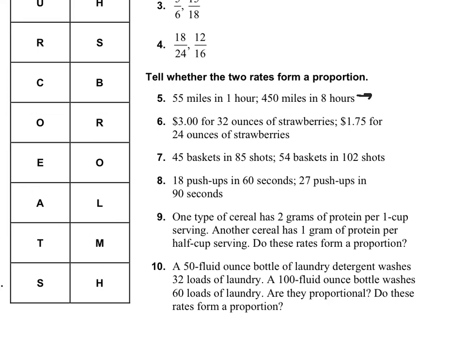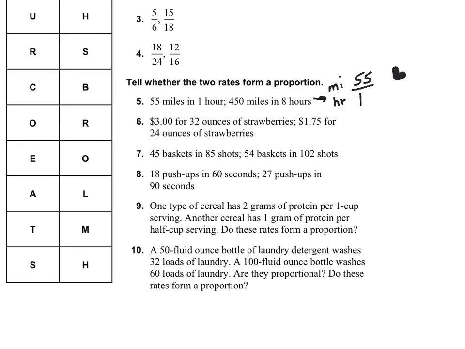Moving on down. When you get to the word problems, remember you're just setting up. So if you take a look at this one, set up your units first. Miles and hours. So that means 55 miles for 1 hour. And 450 in 8 hours. Okay, just do cross products. 1 times 450, 55 times 8, see if they're equal, okay?